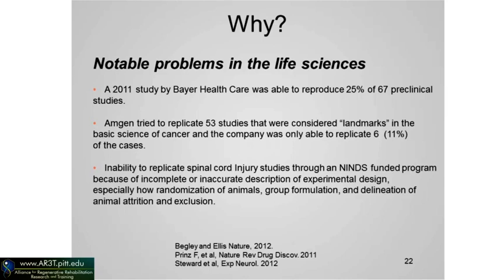Amgen then took another step. They tried to replicate 53 studies that they called their in-house landmark studies. And this happened to be in cancer research. And the company was only able to replicate 6 of those cases, about 11%. What I won't tell you here, but if you go back and look at the history of this, we're not talking about publishing in low-impact journals. This problem, they showed, was across all journals, independent of their impact factor.